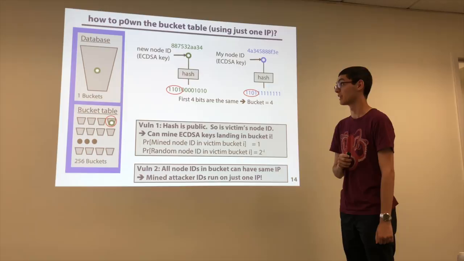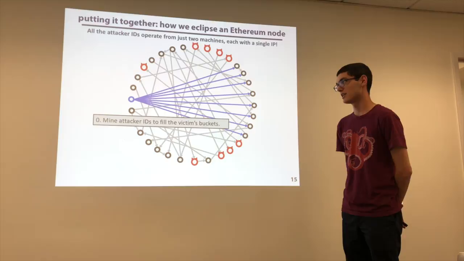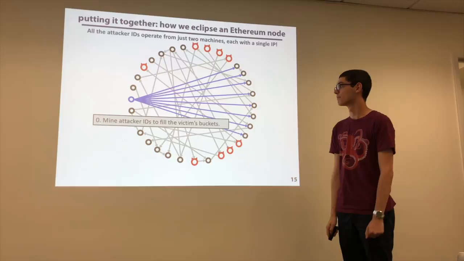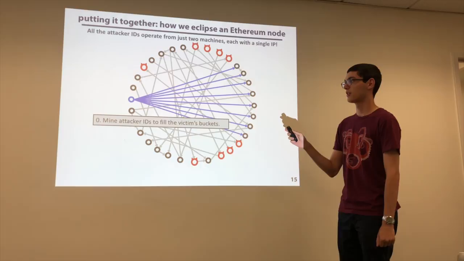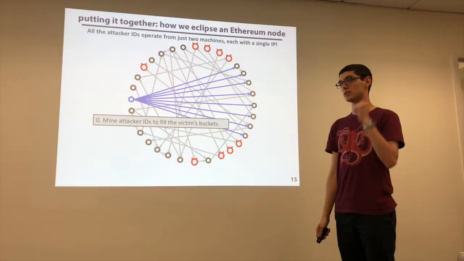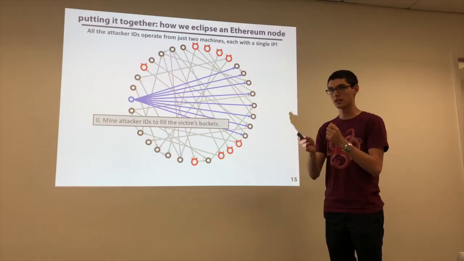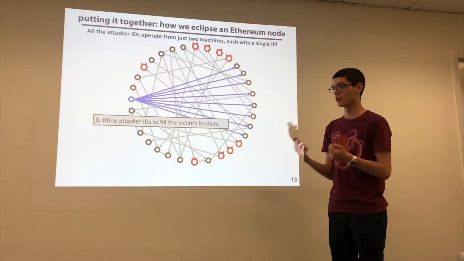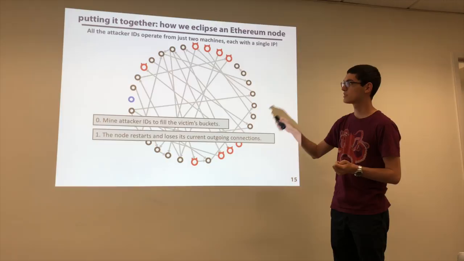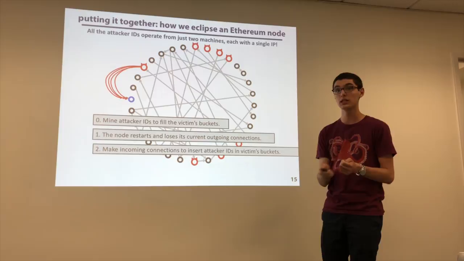Okay, so let's put it together. The attacker first mines the attacker IDs, the very specially crafted ones to get in all the buckets of the victim. Before he restarts, you need to tell the victim about these nodes. It doesn't matter if you don't get in the bucket table, you just have to exist in the victim's database. And that's important because this bonding process, where the victim pings the new node and waits for a pong, can take a bit. So you finish telling him about all your attacker nodes, and when he reboots and loses his current outgoing connections, you make incoming connections and tell him about the attacker IDs, he'll actually immediately add them to the buckets.